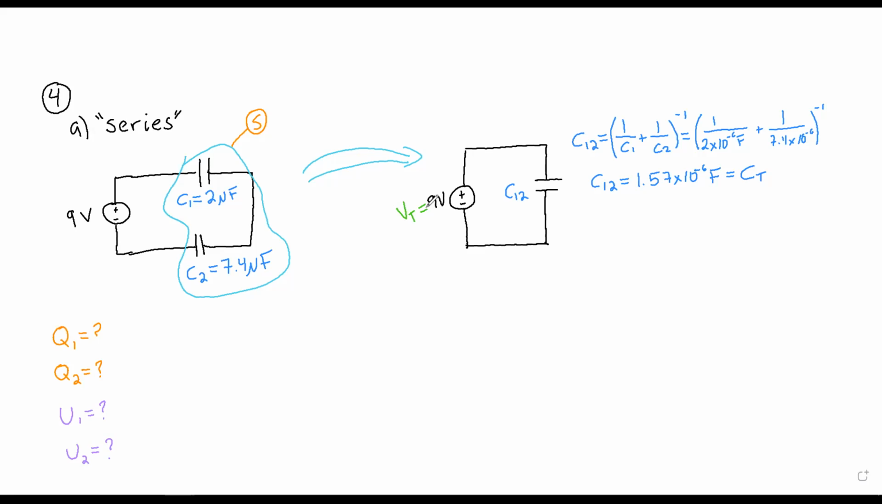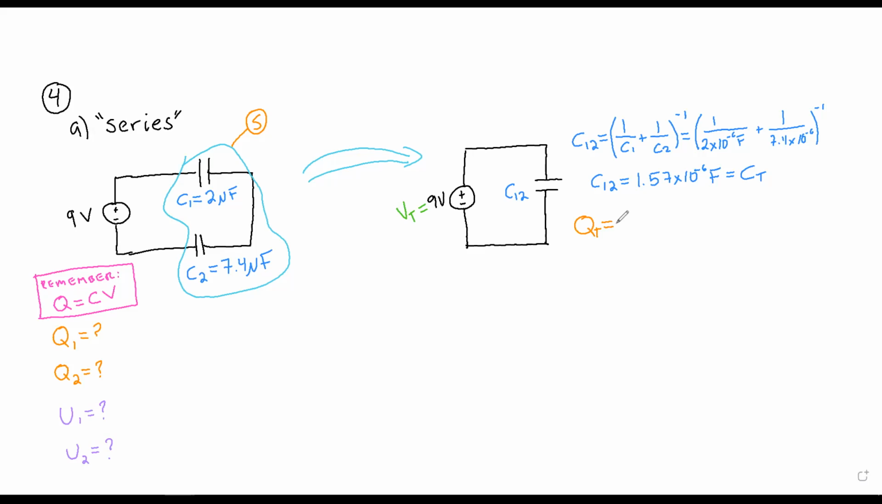And how do we do that? Well, we have an expression. I'm going to write it down over here as a note in pink: Q equals C times V. Q equals C times V. So that's the expression we're going to be using. So we have the voltage and the capacitance, and we can find the total charge of the circuit.